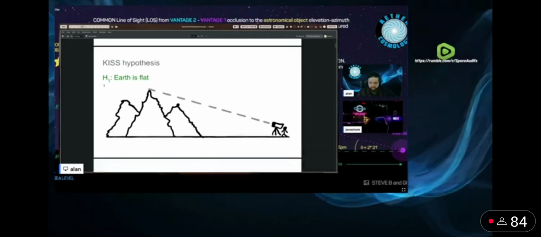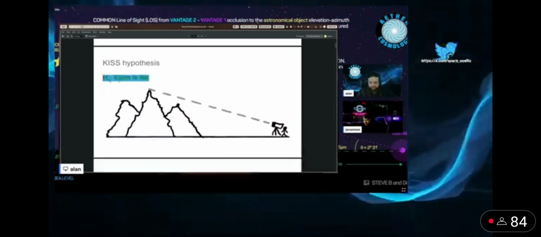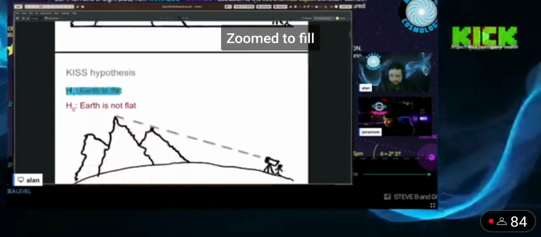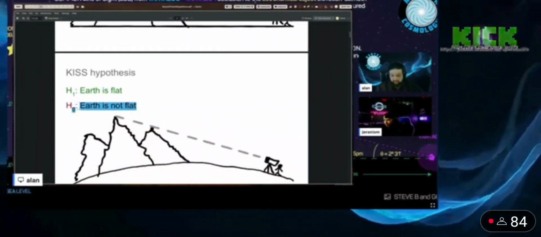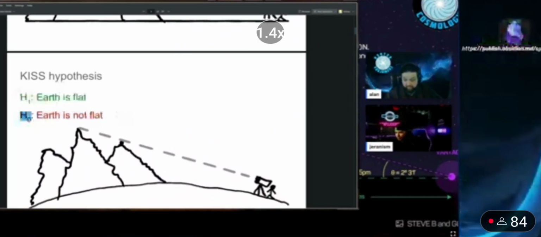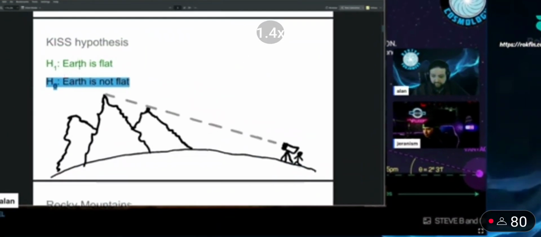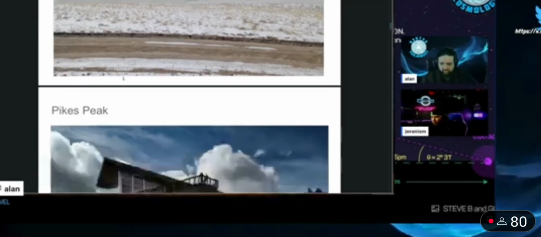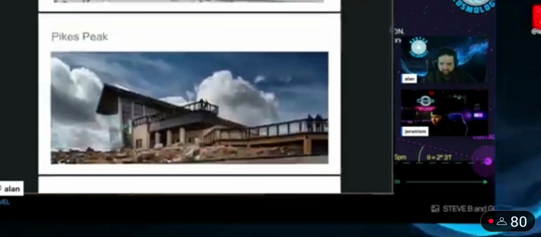So this is just a quick recap. We're starting with the Earth is flat. We're going to try and falsify that with some calculations and measurements based off of timing. And the null hypothesis is that the Earth is not flat. So if we falsify this, then this becomes true, right? Or you could flip these either way. It doesn't matter how you want to look at it. Some people have a preference for them.